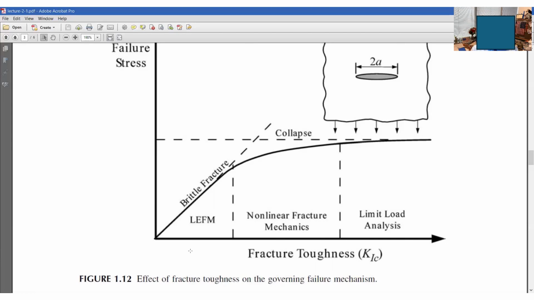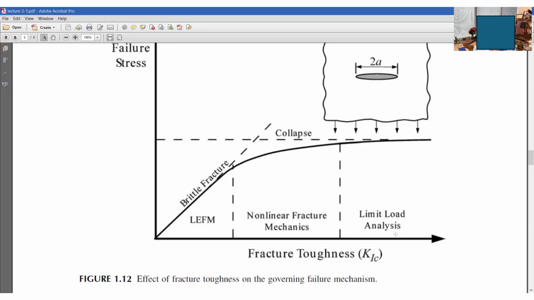This is one extreme. Another extreme is when the fracture toughness KIC is very high. What does that mean? You cannot fracture it. So this is a problem. If you cannot fracture it, we will not use LEFM, and we will use limit load analysis. And what is a limit load analysis?